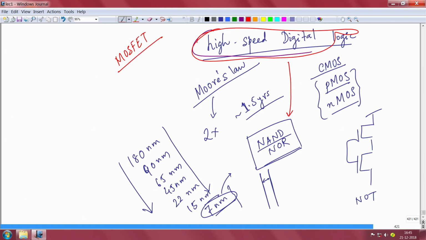High speed digital logic can also be made with BJTs, but there is always a loss associated with BJT, because in a BJT, if you remember, you have emitter and then you have base and then collector. You have a base input current going in. So this base current essentially is an input current, and there is always an I square R loss.